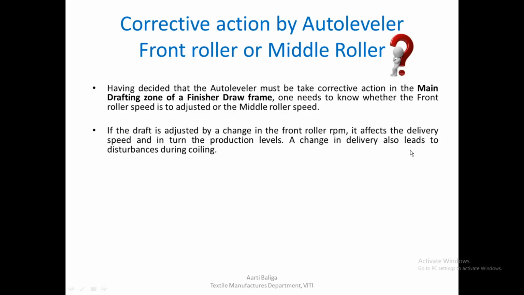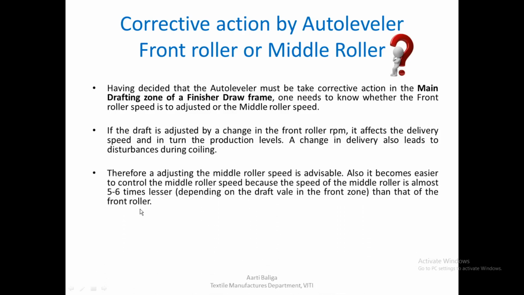And this would also lead to further disturbances during coiling. So it would be more advisable and sensible to correct or adjust the middle roller speed to adjust the drafts. And it also becomes easier to control the middle roller speed because it is much lower than that of the front roller, to the extent of maybe even 5 to 6 times, depending on the draft value that we would apply in the main drafting zone.